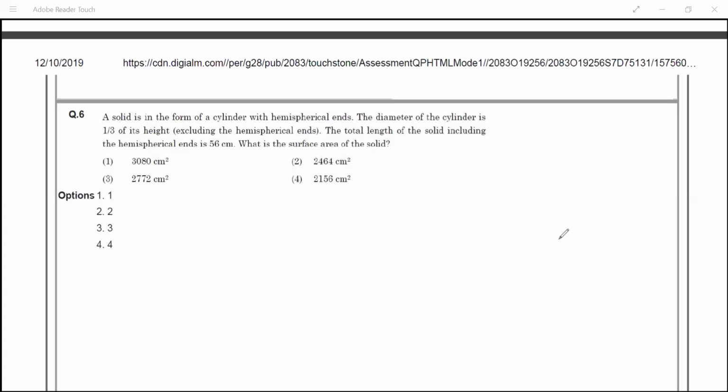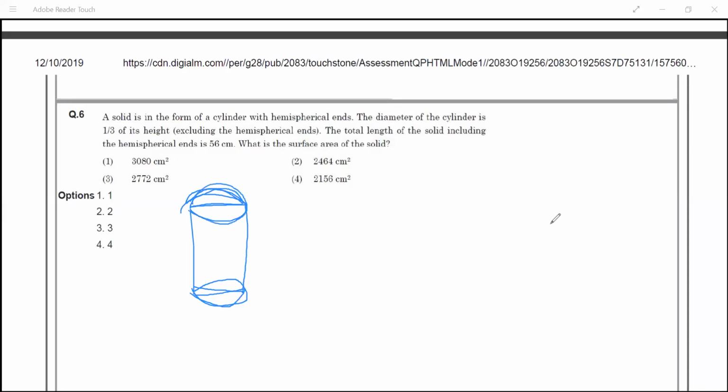Hello everyone. Now we will start with the sixth question of paper 1 of June 2019. This question states that a solid in the form of a cylinder with hemispherical ends. What does it mean? That this is our cylinder, and this cylinder has hemispheres. These upper portions are hemispheres, and this complete shape is a sphere.